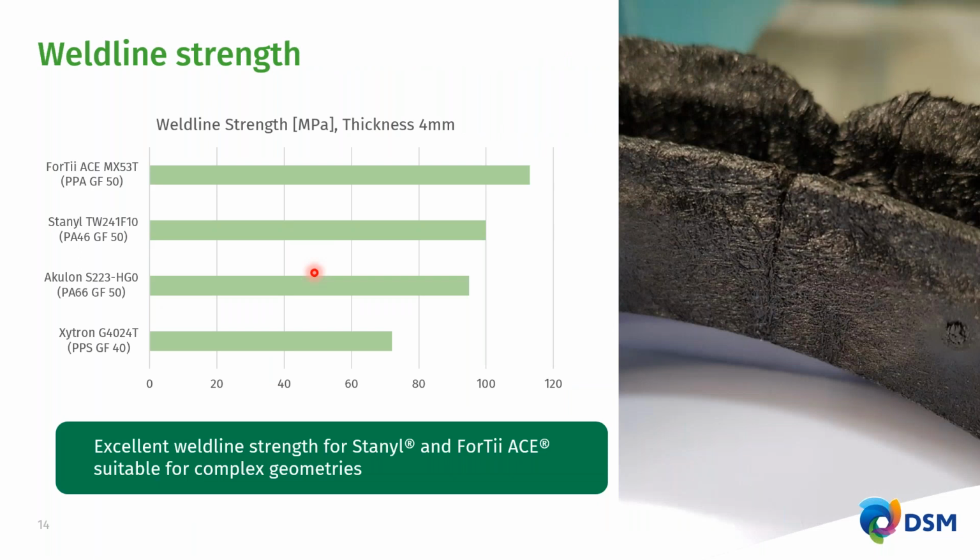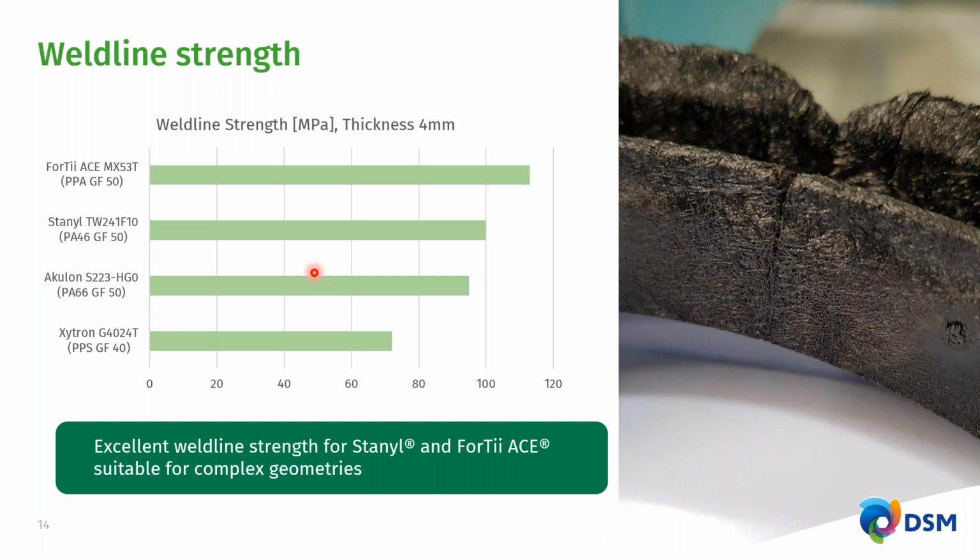Weldline strength. So weldline strength is basically in case of a plastic part where the two melt flow fronts meet. And this is the area where you would see that the glass fibers are oriented perpendicular to the direction of the flow of the plastic melt. And this could be a point or area in the part which could be the weakest.